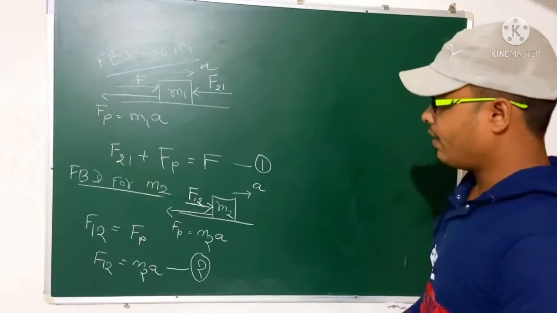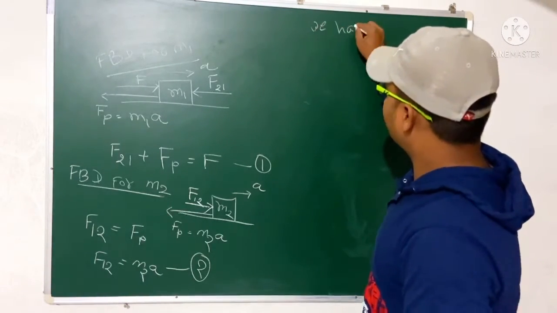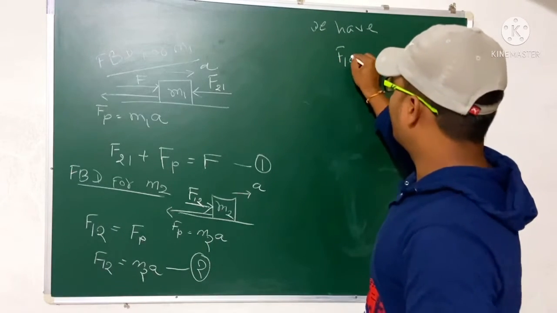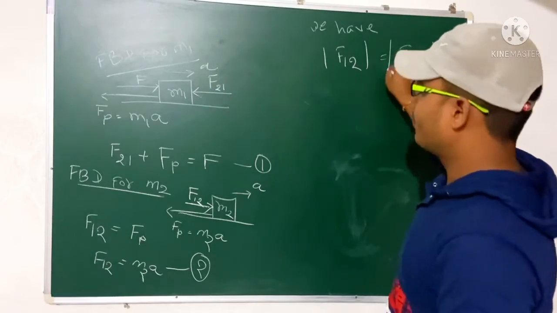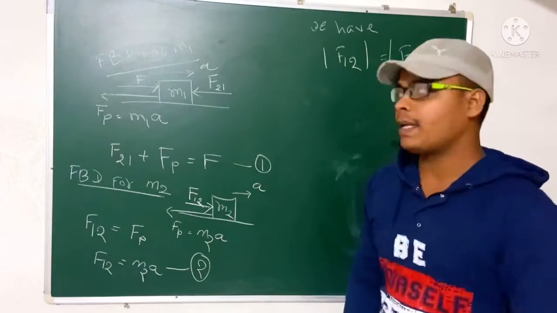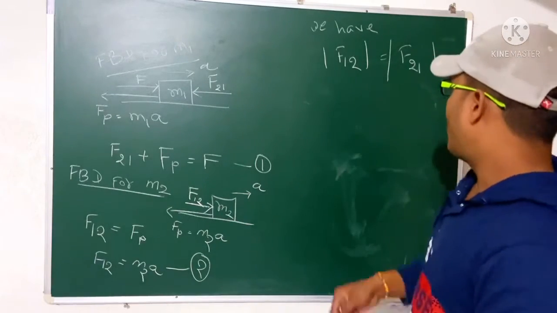So what we obtain is that F12 magnitude is equal to F21. Why have I written magnitude? Because the direction is already specified. This part is important, so mark this part.